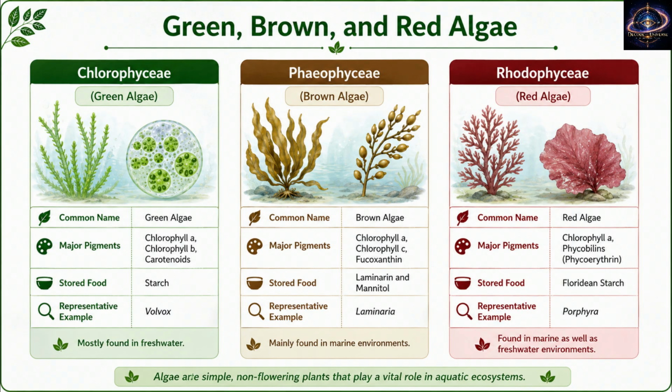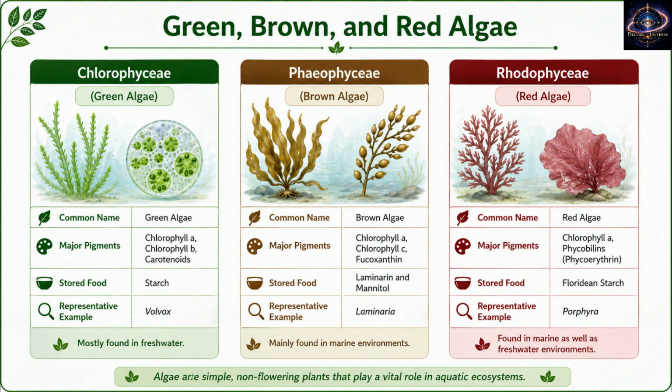Algae are divided into 3 classes: Chlorophyceae, green algae; Phaeophyceae, brown algae; Rhodophyceae, red algae. Chlorophyceae are green algae. They have chlorophyll a and b. They store food as starch. Their cell wall has cellulose. Examples are Chlamydomonas, Volvox, Ulothrix, Spirogyra, and Chara.